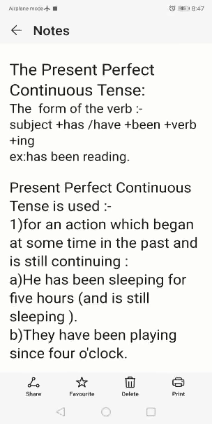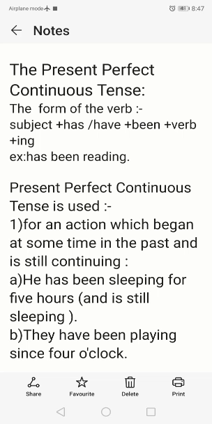Good morning, and let me continue the further portion of grammar, that is tenses. Okay, the present perfect continuous tense. The verb form of present perfect continuous tense is subject plus has or have, that is auxiliary, plus been plus verb plus ing.